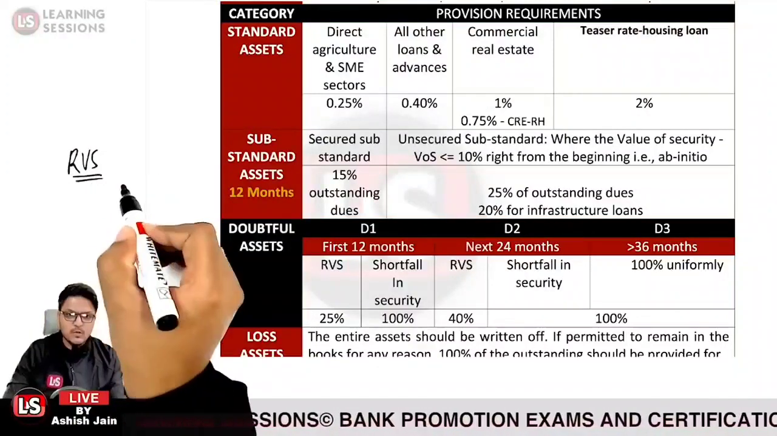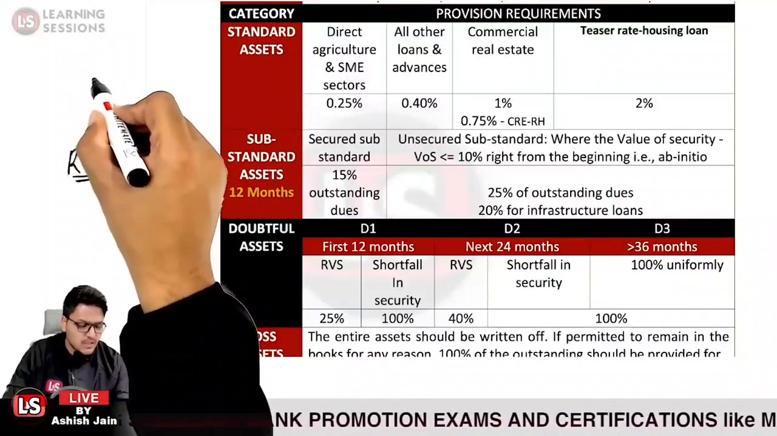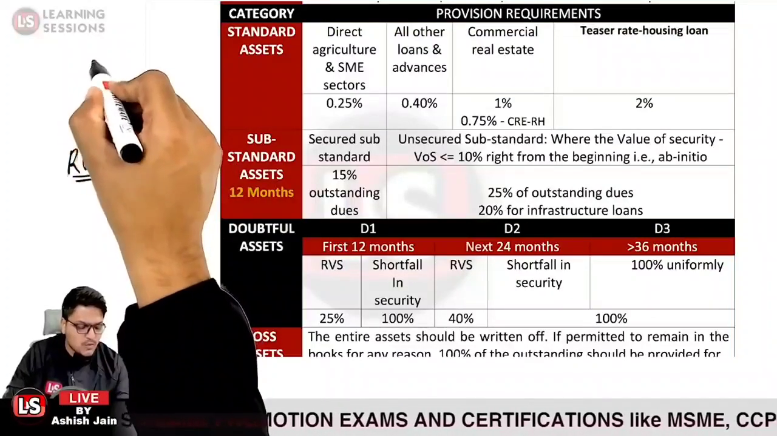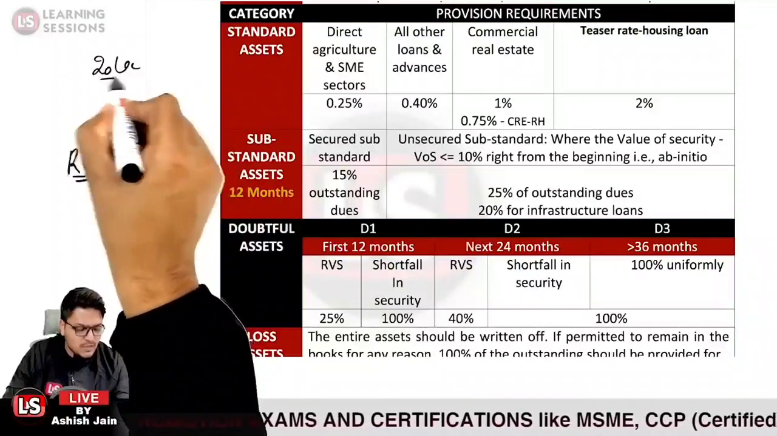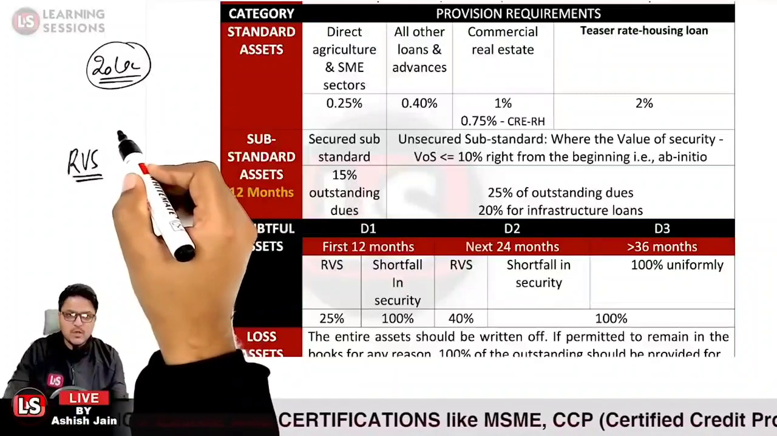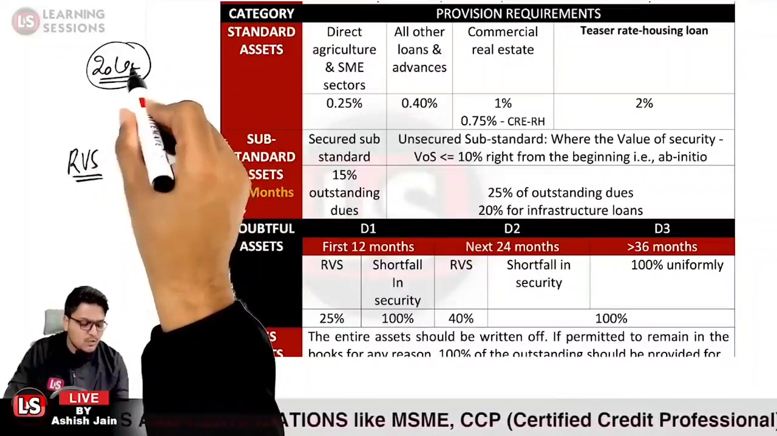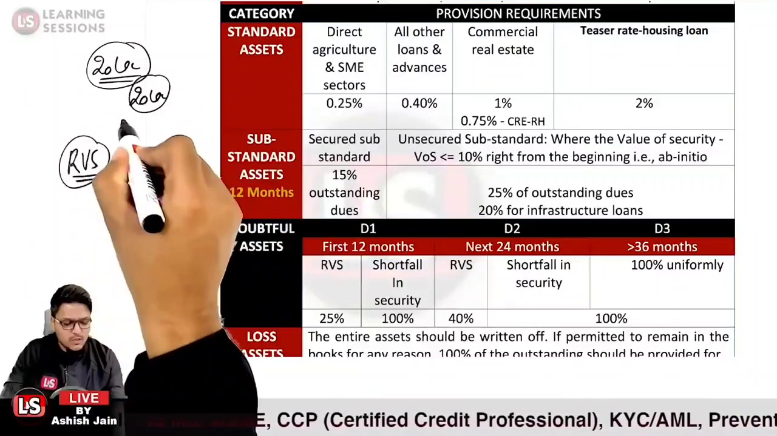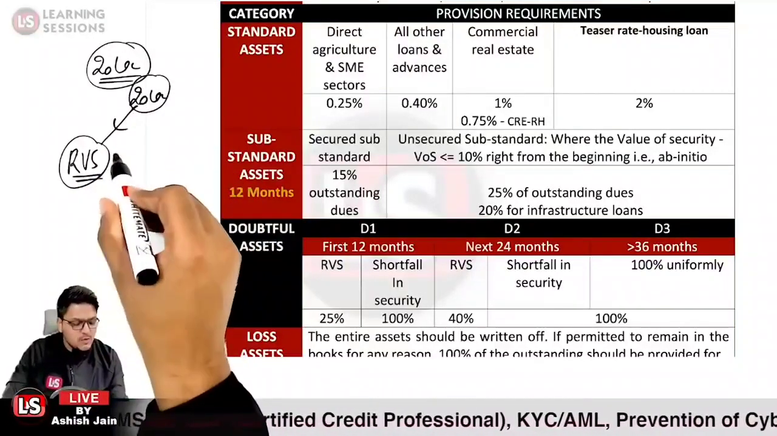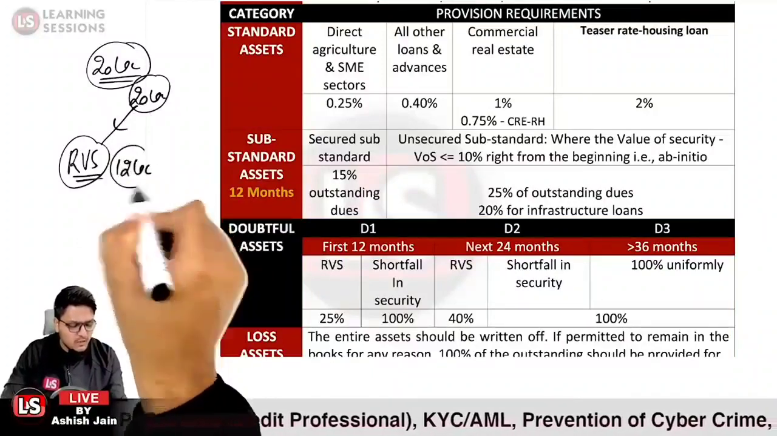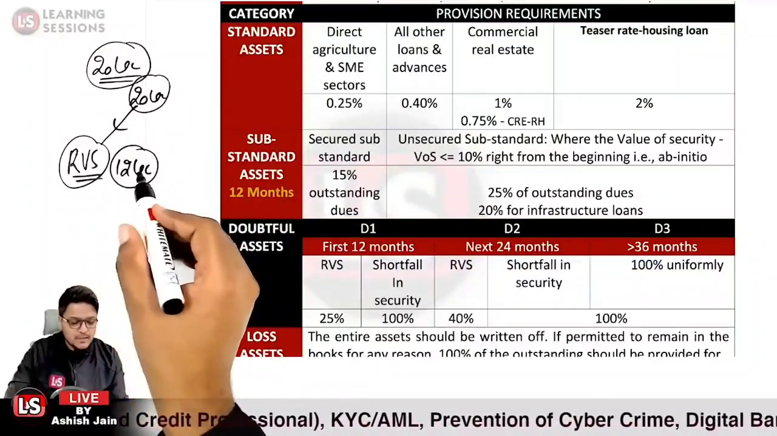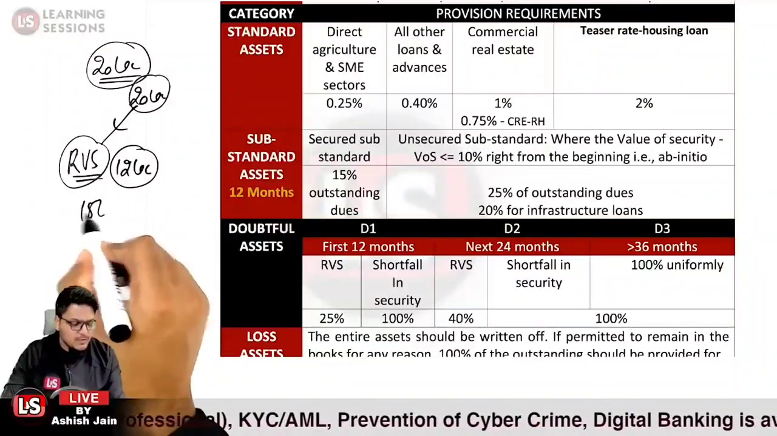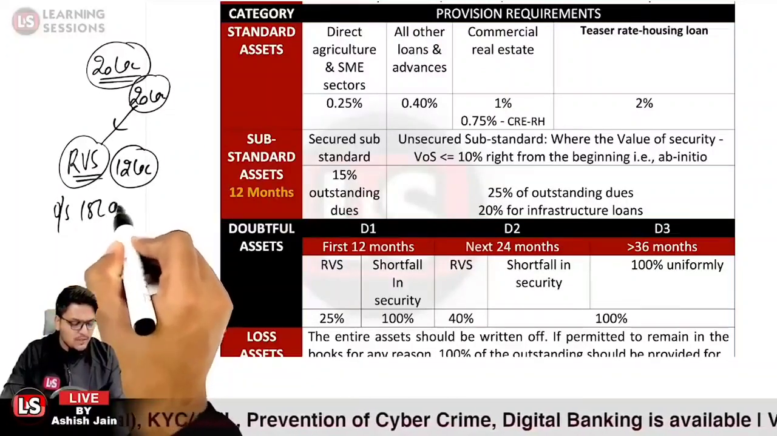Realizable value of security: let us take the case that at the time of sanction, the loan was sanctioned amounting to 20 lakh rupees, and the value of security available was equal to the loan amount, that is 20 lakh rupees. But right now the realizable value of the security is 12 lakh rupees, and the outstanding balance is 15 lakh rupees.